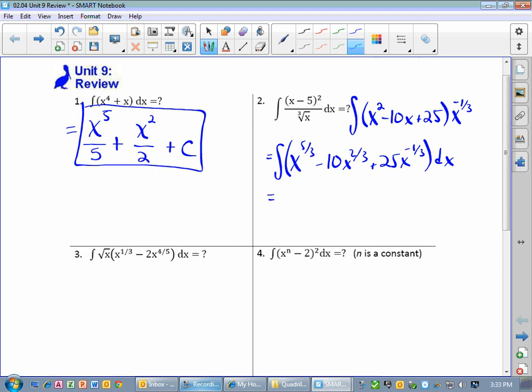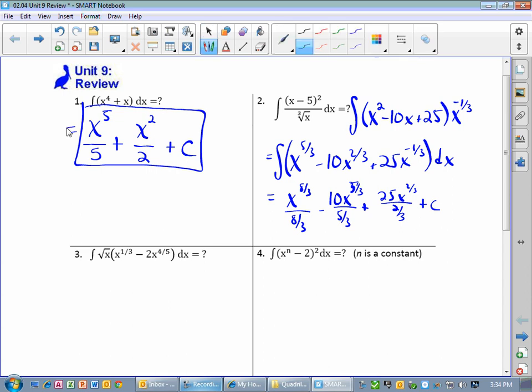So now we add 1 to our exponent and divide. So we have x to the 8/3 over 8/3 minus 10x to the 5/3 over 5/3 plus 25x to the 2/3 over 2/3 plus c.